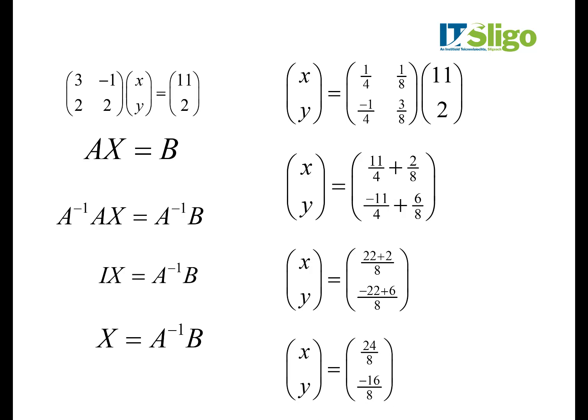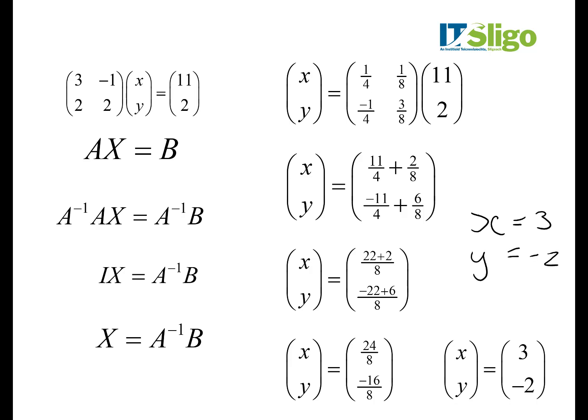We work these out, and we end up with 24 over 3 and 24 over 8 and minus 16 over 8. And that gives us our answer matrix then. So we can say now that x is equal to 3 and y is equal to minus 2. So that's the main technique there: finding the inverse, finding the determinant, and then using those skills to solve the system of equations.